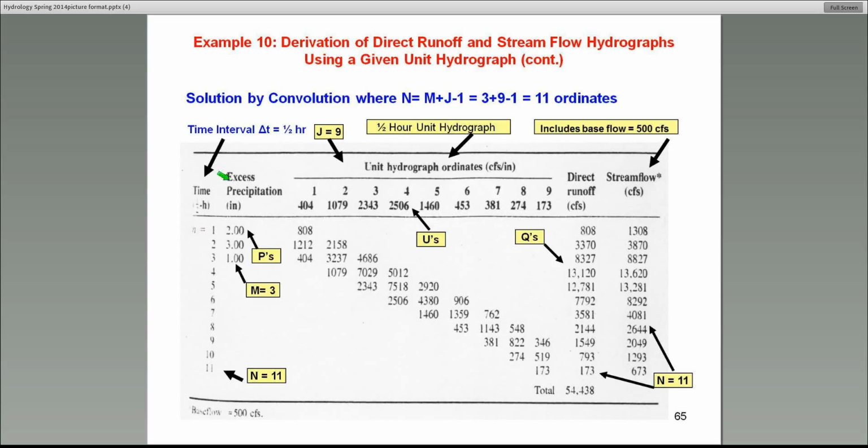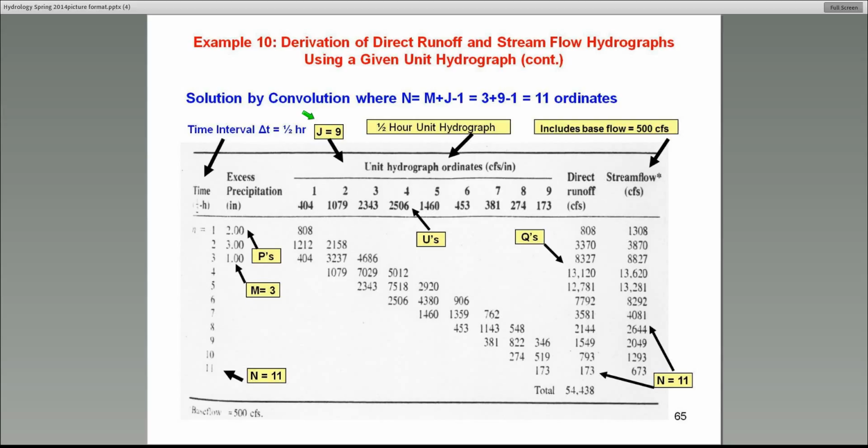The rainfall excess was already given to me, 2 and 3 and 1 inch. Obviously, that happens in the beginning of the rainfall-runoff event. We'll use those excess amounts to do the convolution in a minute. So here on top, write down all the unit hydrograph ordinates. In this case, it starts from period 1 to period 9, so there are 9 unit hydrograph ordinates. That's capital J. M is 3 right here, and the number of unit hydrograph ordinates, J, is 9.